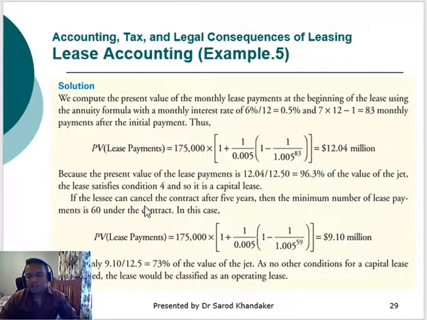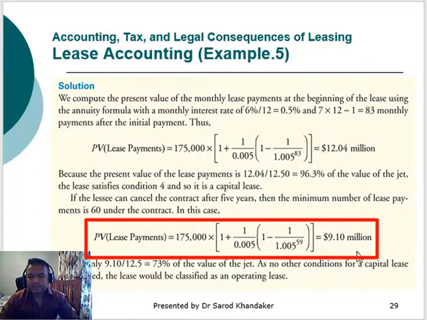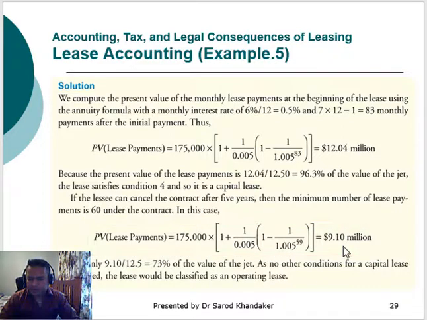If the lessee can cancel the contract after 5 years, the minimum number of lease payments under the contract will be 60. If you do the calculation again, you will find that the present value of the lease payments would be 9.1 million. So in that case, it is only paying 73% of the actual value of the jet. So it is not fulfilling any conditions of a capital lease, and therefore it will be treated as an operating lease.